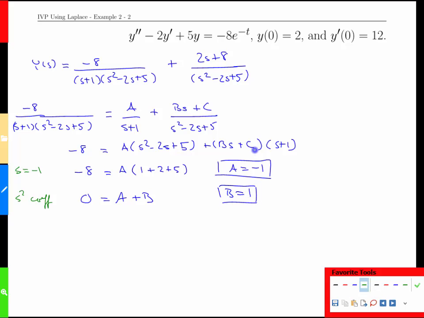And if we want to look for C, we could look at the constant coefficients. There's negative 8 on the left. There are 5 A's, and there are 1 C's. And that would give us C is equal to minus 8 minus 5 A's, which is minus 3.